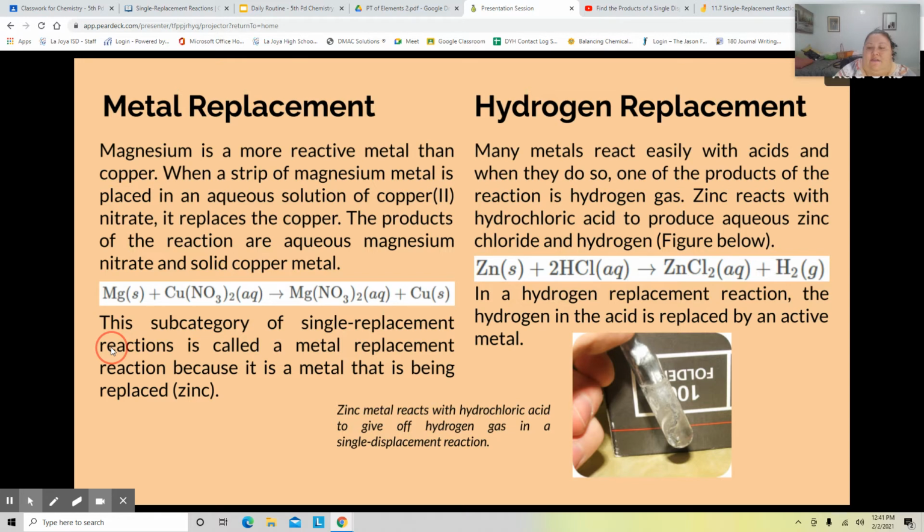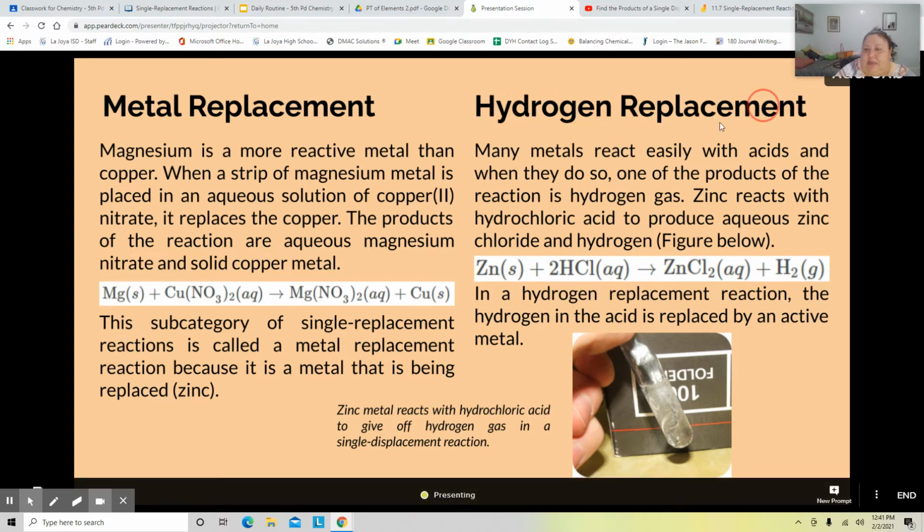And then you have hydrogen replacement. Many metals react easily with acids, and when they do so, one of the products of the reaction is hydrogen gas. Okay, so I know hydrogen is a nonmetal, miss. How can I have a metal replacing hydrogen? Well, there's certain exceptions to the rule, and this is one of them. Zinc will react with hydrochloric acid to produce aqueous zinc chloride and hydrogen.